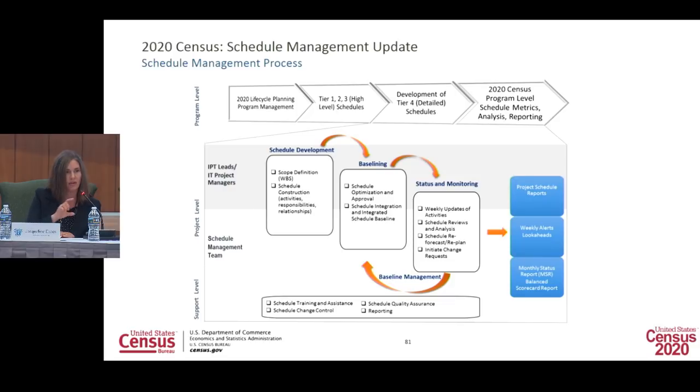At the project level, in the middle portion of this diagram, this is the weekly cadence, and I'm going to talk a little bit about that. But these are those tier 4 schedules where we work with the project managers to develop their scope and ensure accurate linkages and durations. We baseline, and then again, we status and monitor, and I'll speak specifically to that, with the output being the weekly reports, which I'll also touch upon. And then the bottom is the schedule support that I just went over the roles and responsibilities for.